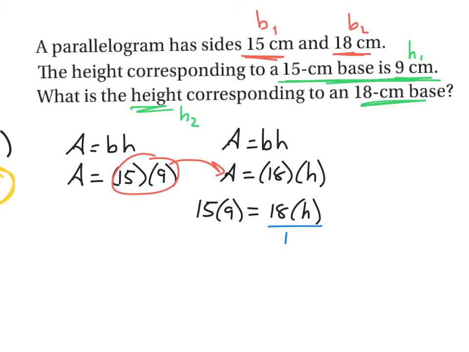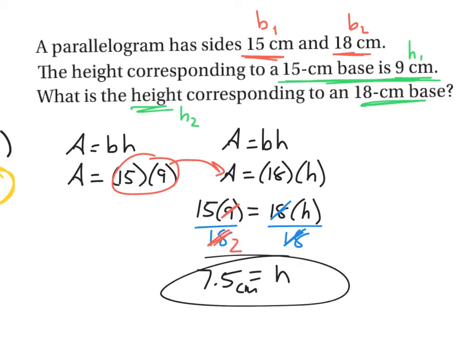I'm going to divide by 18 on both sides to solve for H. And look here, I know that 9 goes into 18 twice. And so my height must equal 15 divided by 2, which is 7.5 centimeters. Questions?